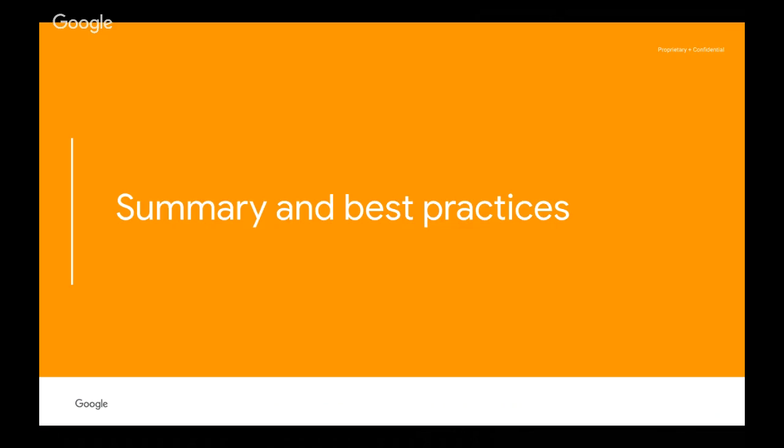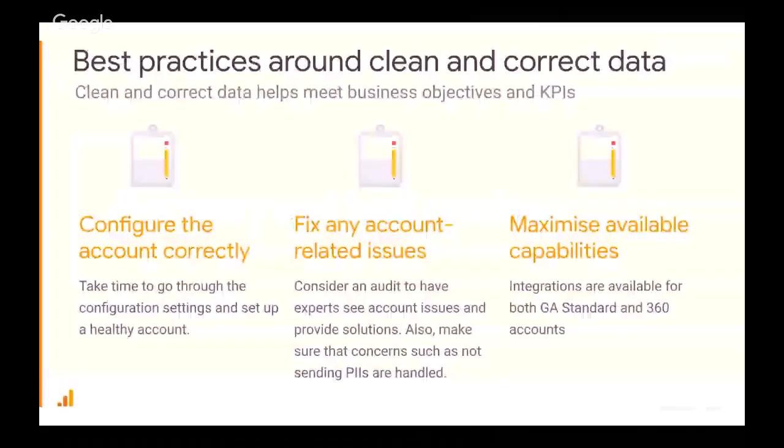All right, so thank you, Joy and Madhu, for sharing your expertise in the field as well as sharing the Sparkline Auditor for everyone in this session. So let's do a quick recap of everything that's been discussed to this point. Our recap is essentially a list of best practices as well. Having a properly configured account allows us to collect clean and correct data, which in turn helps meet business objectives and KPIs. To ensure Google Analytics account health, we want to do the following.